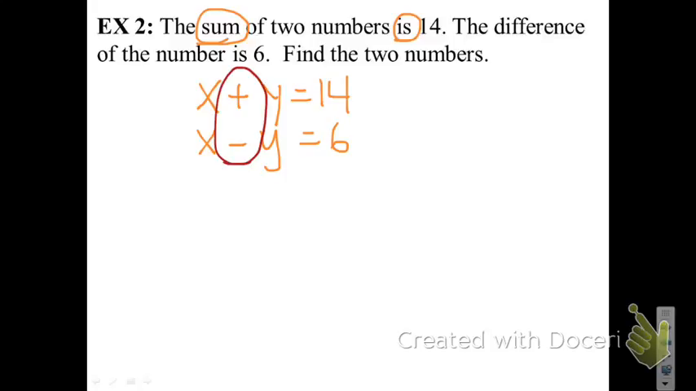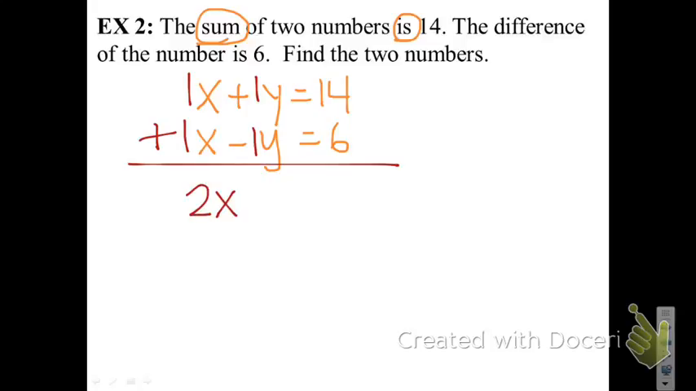So from here you want to recognize that we do have opposites right here. So because we have opposites, we're going to go ahead and add them. Now remember, if there isn't a coefficient, it's a 1. So I have a 1 plus 1 is 2x. These will subtract, equals 14 plus 6, which is 20. To solve this, we divide by 2, and x is 10.